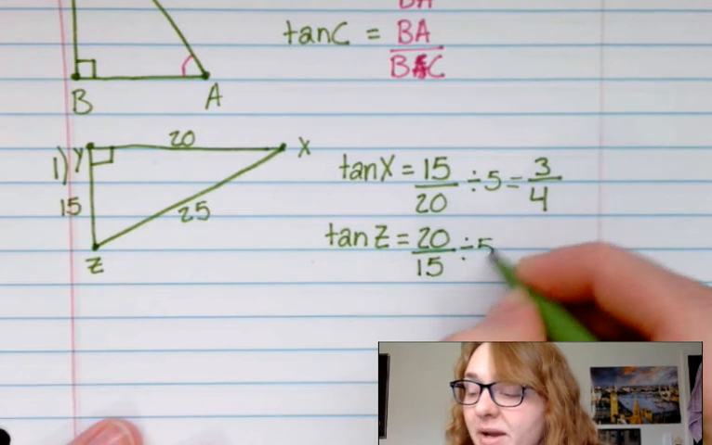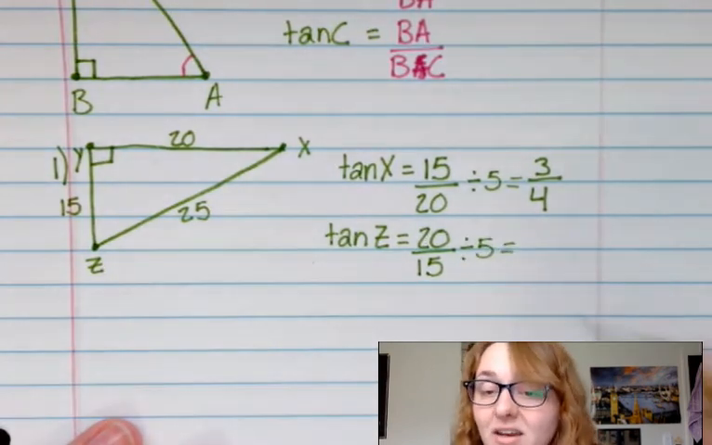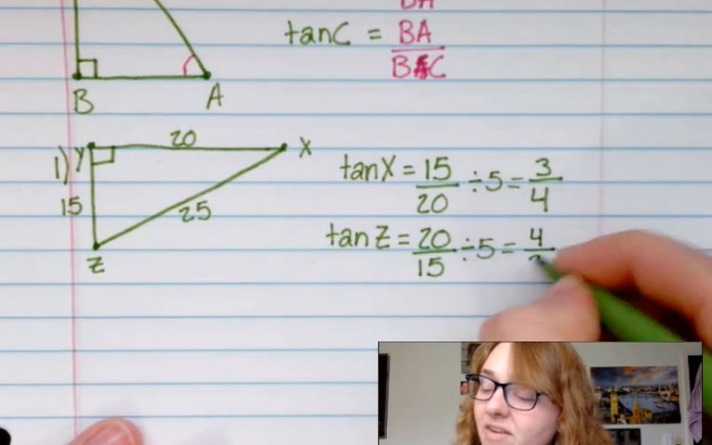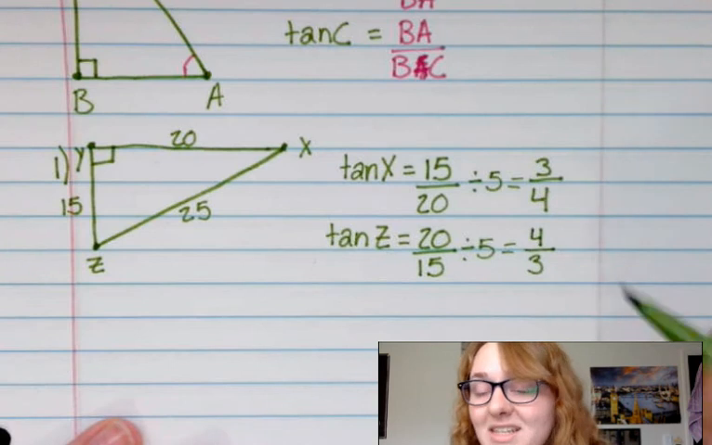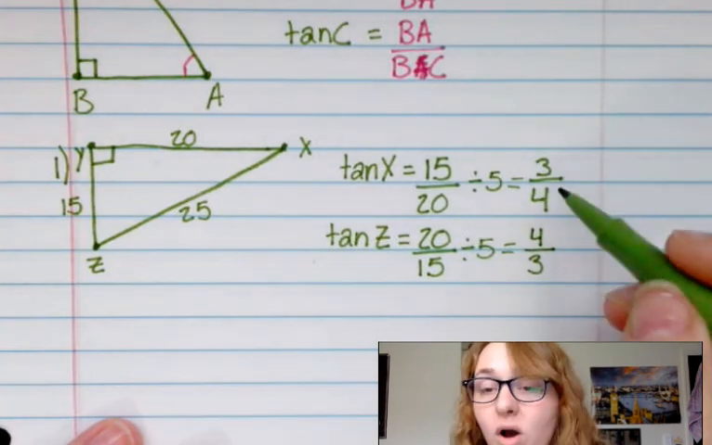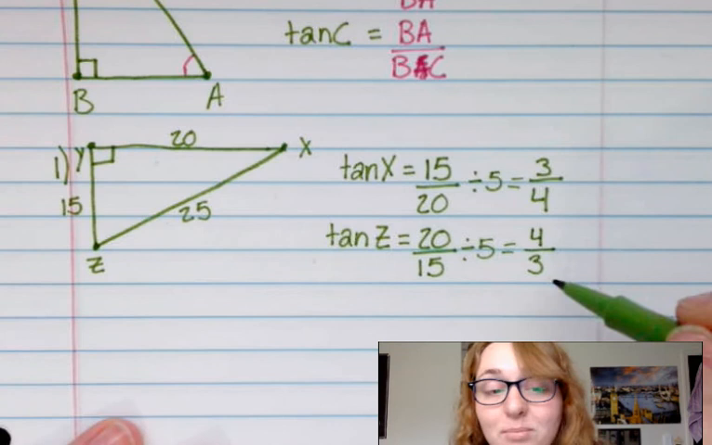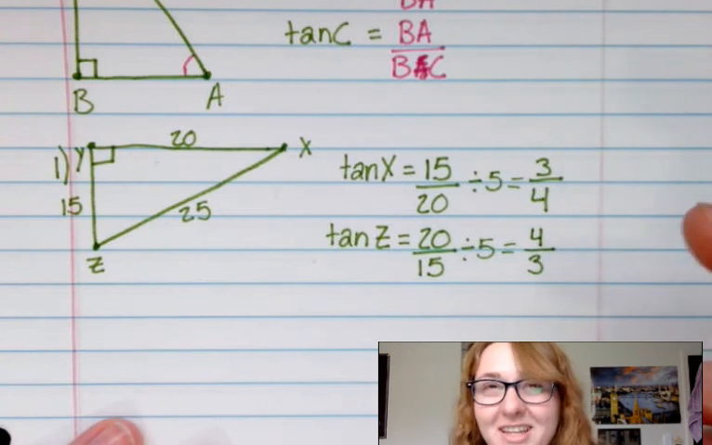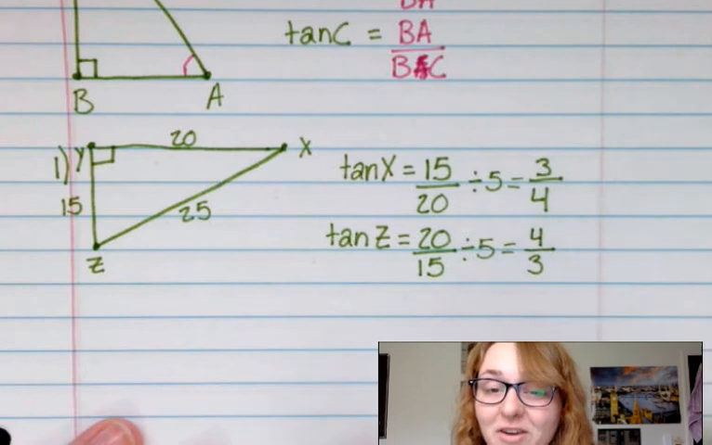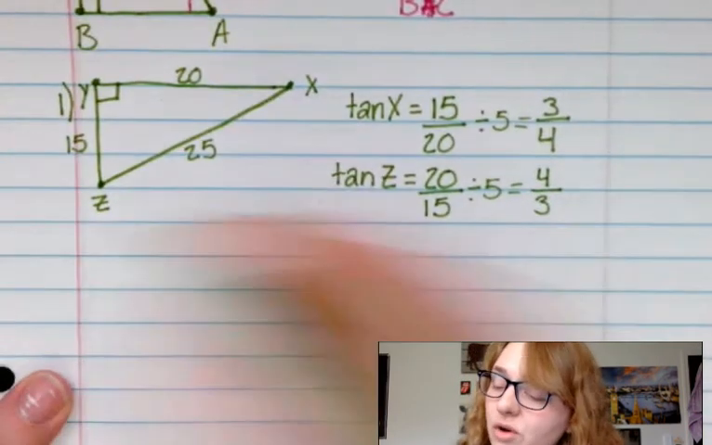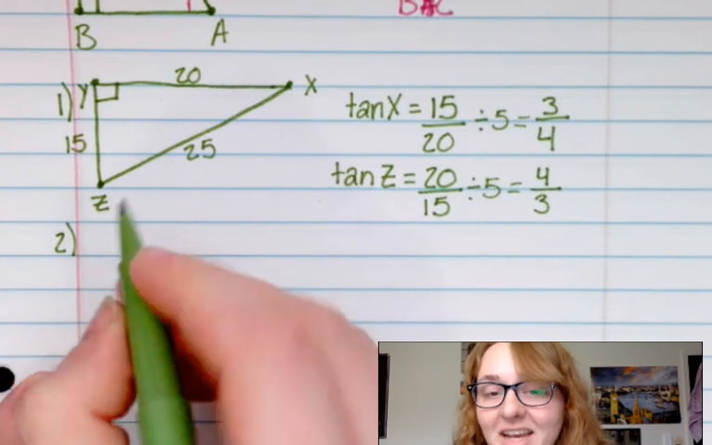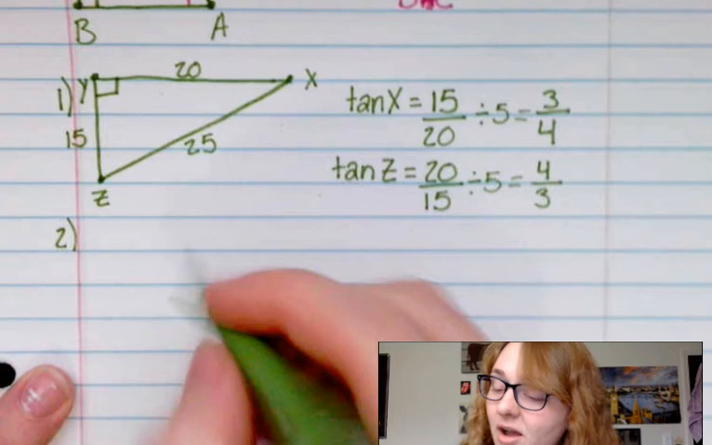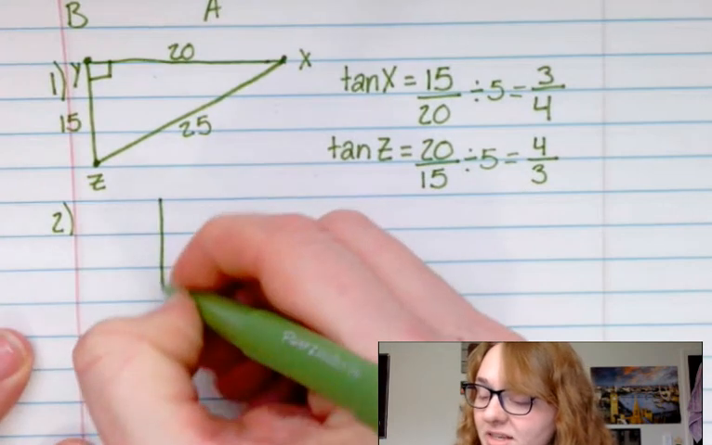Again, we're going to reduce by its greatest common factor of 5. 20 divided by 5 is 4, and 15 divided by 5 is 3. And we can once again see that the tangent of one of the angles is the reciprocal of the other. 3/4 and 4/3, they are reciprocals. They are flipped fractions. So we could use that shortcut by only finding the tangent of one of the angles and then flipping the fraction for the other one. So let's do that on this example here.